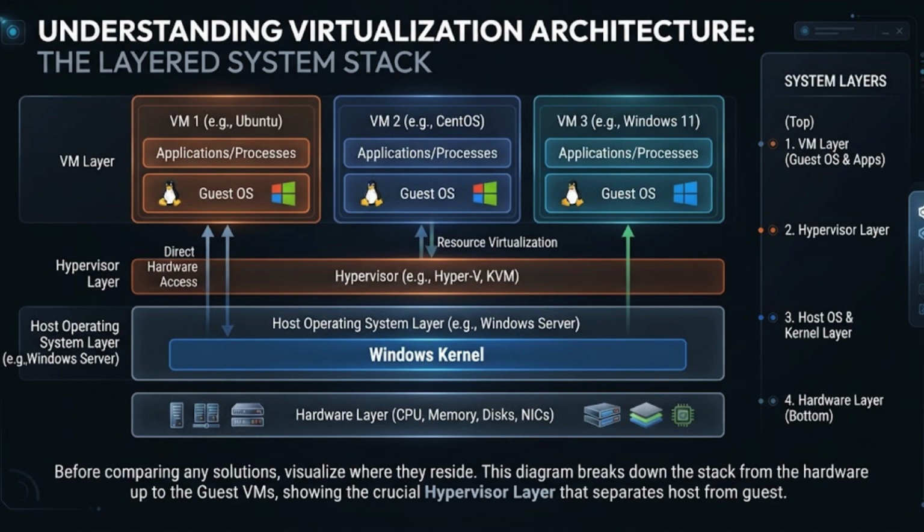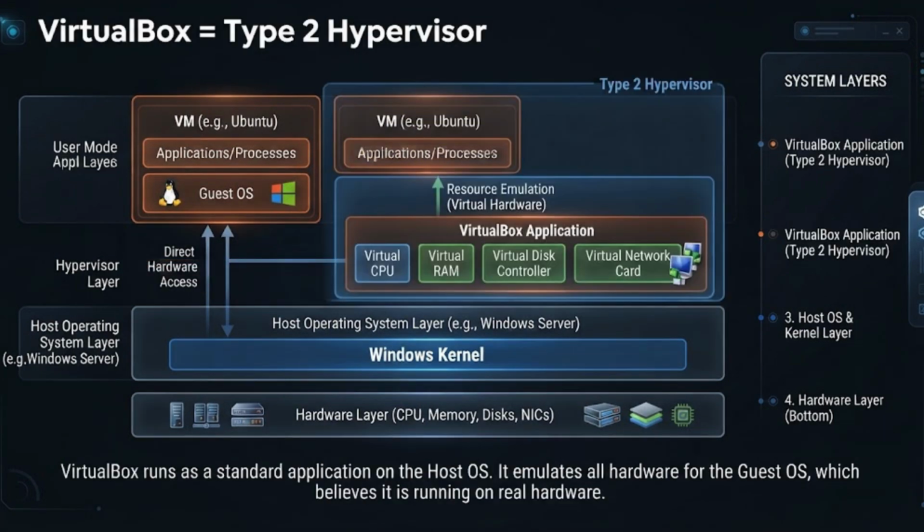This is the part most comparison videos skip, and it's the part that explains literally every difference you'll see later. VirtualBox is what's called a Type 2 hypervisor. That means it runs as an application on top of your existing operating system. Windows boots normally, then VirtualBox starts as a regular program, and inside that program, it emulates an entire virtual computer: virtual CPU, virtual RAM, virtual disk controller, virtual network card. The guest operating system has no idea it's not running on real hardware.